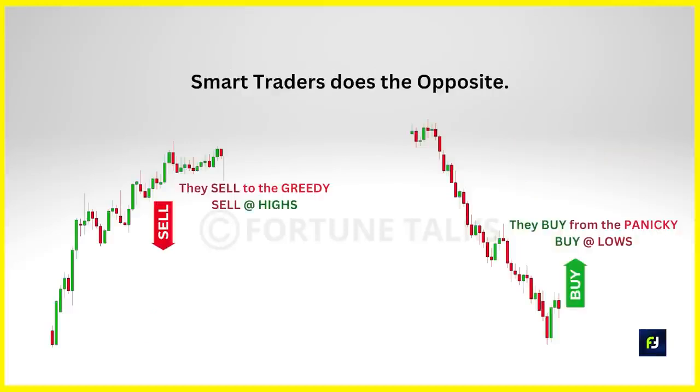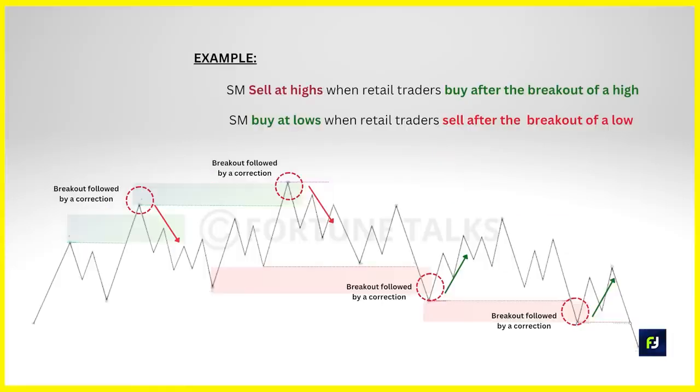Now, the smart money, aka institutions, use this retailer liquidity, that is the orders of the retail traders, against them. For example, the institution buys at lows when retail traders sell after a breakout of that low. Similarly, they sell at highs when the retail traders buy after the breakout of a high. So, in essence, we are all liquidity in the market.